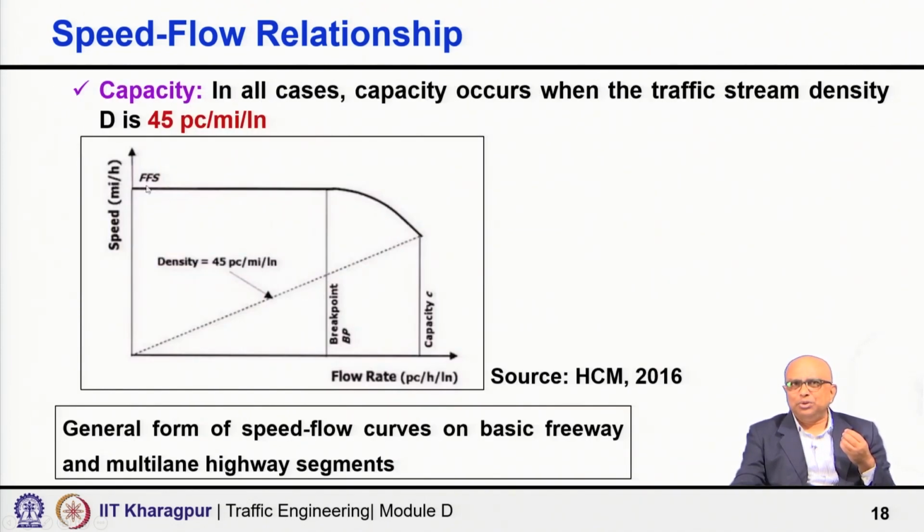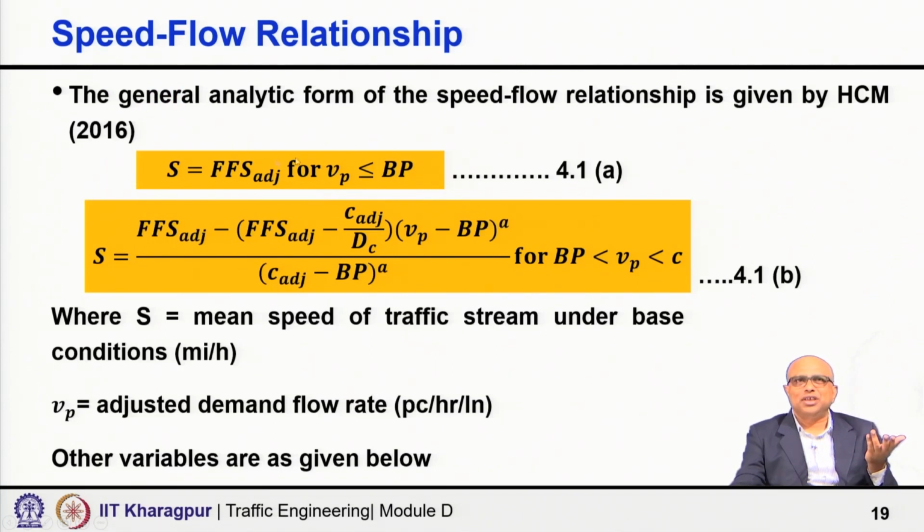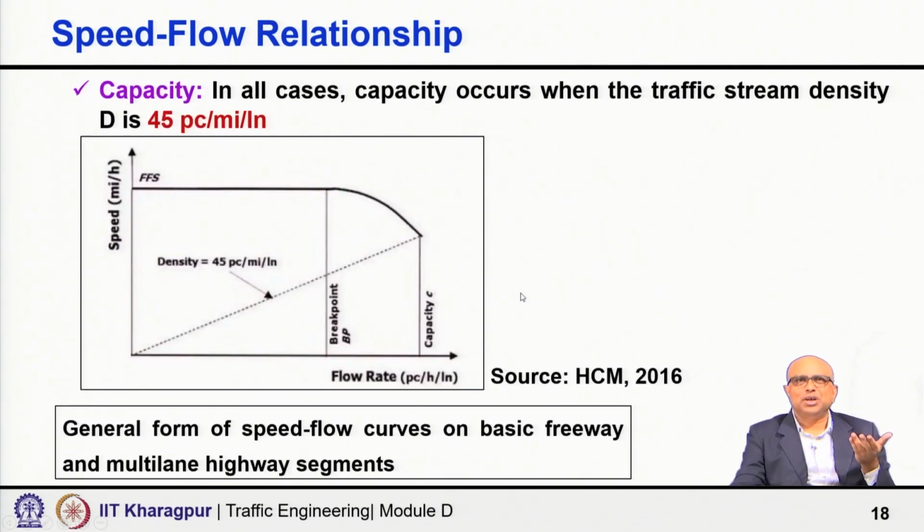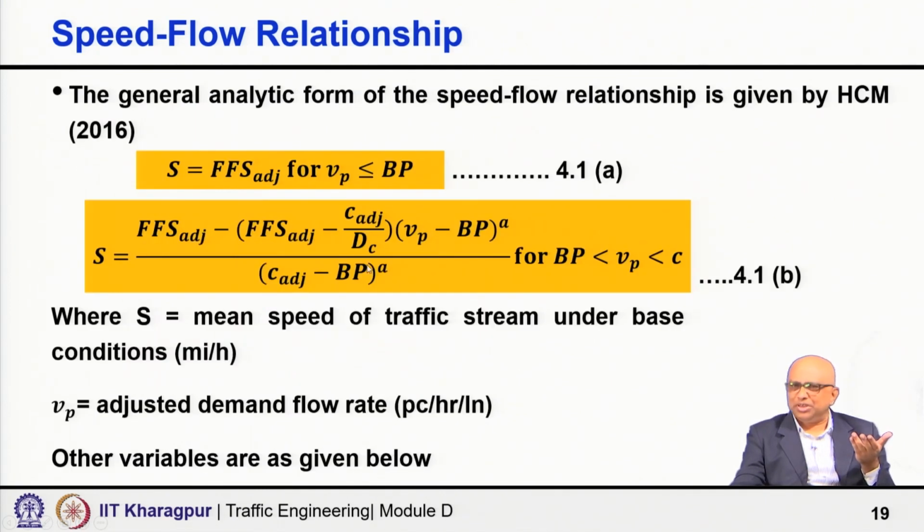It gives how you express the speed in this range up to the breakpoint: it is a constant value, the free flow speed adjusted, when the flow is less than the breakpoint flow. Beyond the breakpoint up to capacity, it is some kind of parabolic relationship, this part, and the equation is given here.